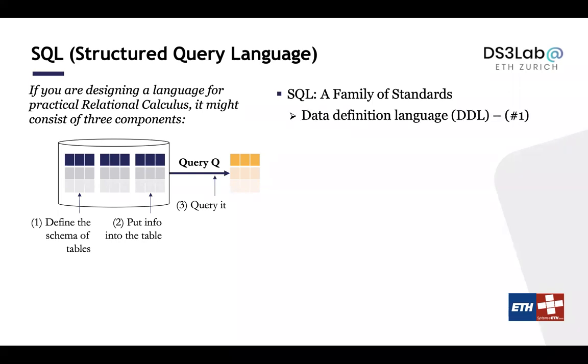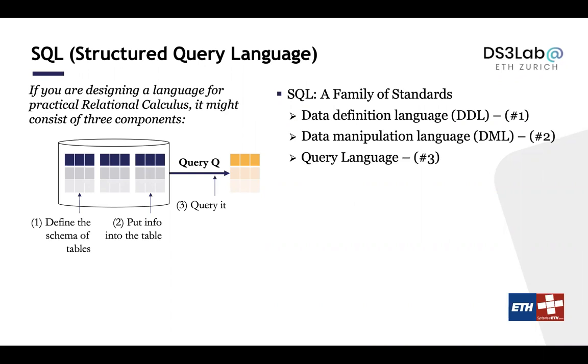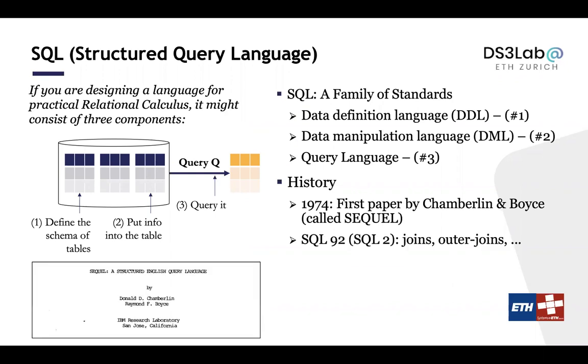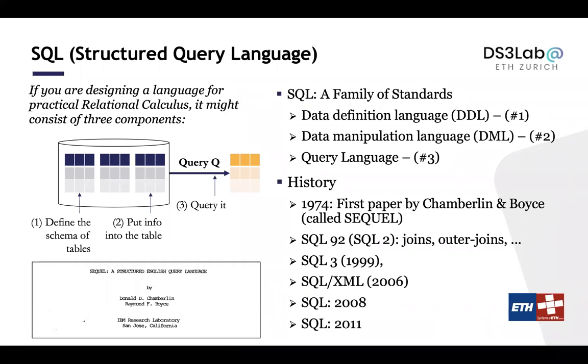You have the data definition language for you to define the schema and all the constraints. You have the data manipulation language for you to put information into a table and to update it. And you have the query language for you to take as input all the information you have in your database and output a new relation. So very natural. The first paper describing SQL was actually published in 1974. And then you have a whole bunch of standards, every couple of years, to include more and more functionalities that you can do in this language.